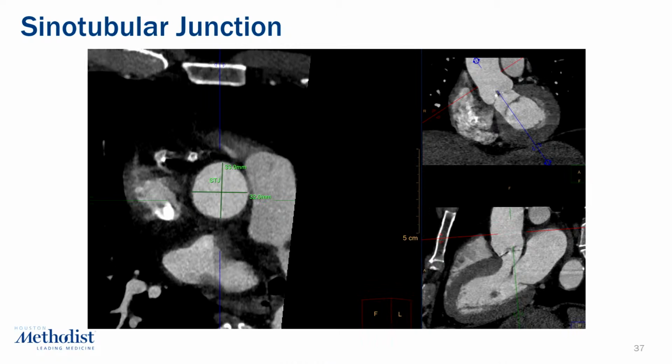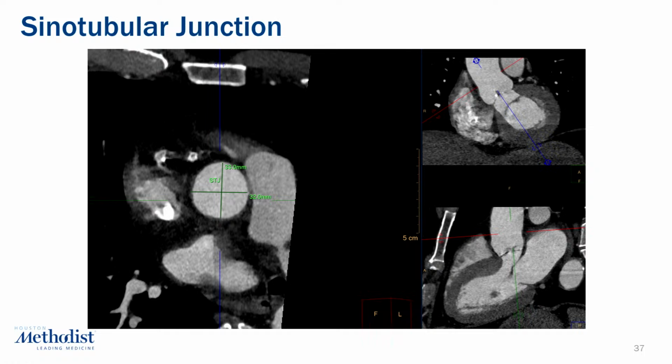After the aortic root comes the sinotubular junction. So you just move your cursor just up in the axial plane till you get a double oblique view in the coronal and sagittal, and then you report your sinotubular junction. So same thing, you draw two measurements and then you report the largest measurement.